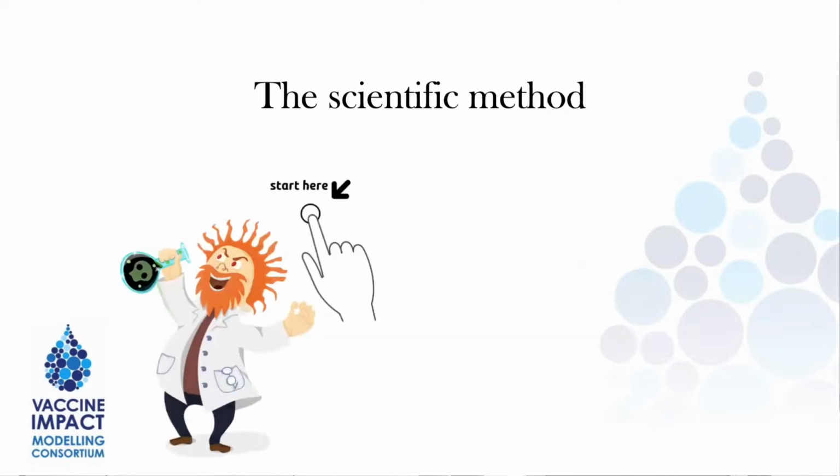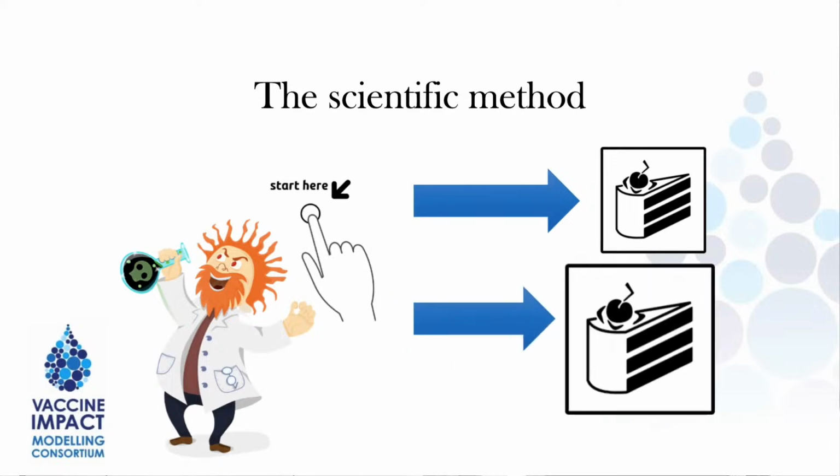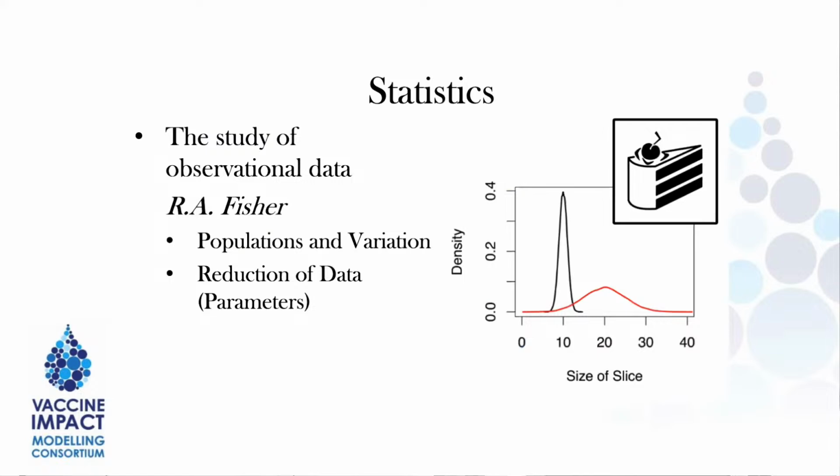Okay. I'm guessing we're all scientists, one sort of another. So we're very familiar with the scientific process. Essentially, we do an experiment and we find a result. So that's great, we get some cake. And then we do it again and we find we get a different size of cake. And this is the bane of all experiments. We never get exactly the same result when we do an experiment. We get some variation.